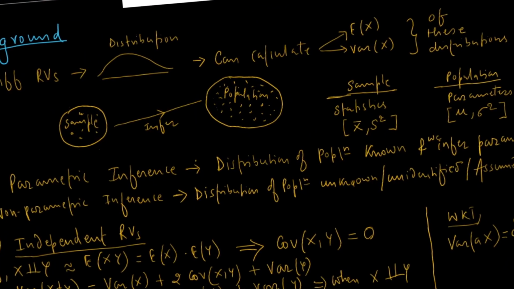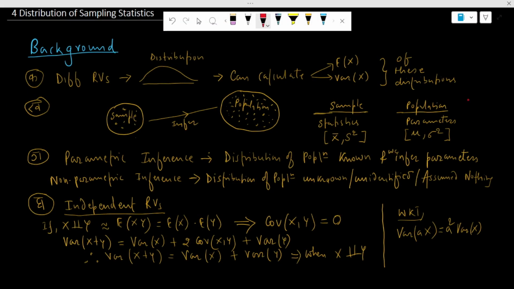In this video, we will talk about the distribution of sampling statistics. Now, we are going to take the sample from population and we want to calculate the mean and variance from the sample and we want to infer it to the population.